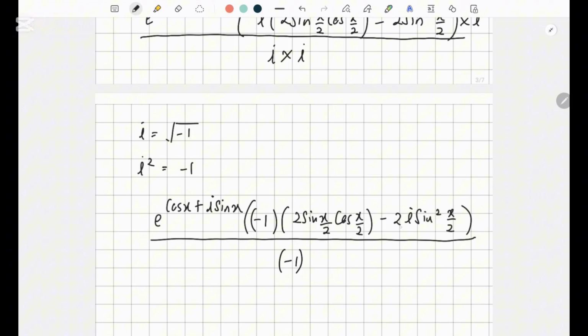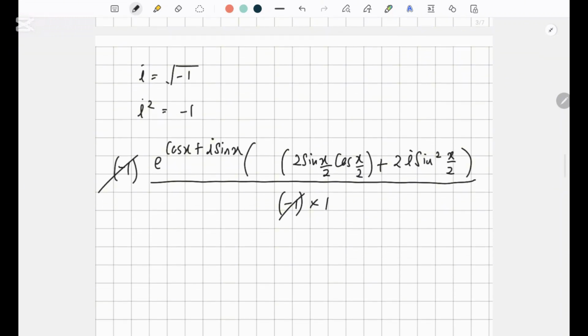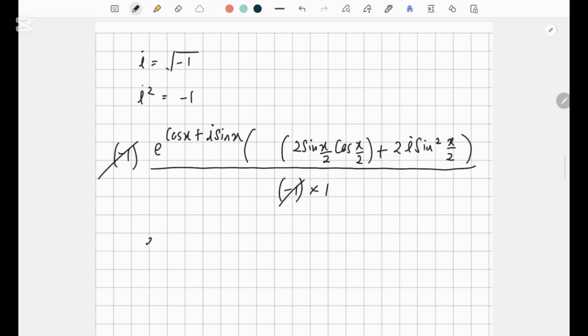Now what can you do here? You can see all our terms are negative. We take minus 1 out. So if we take minus 1 out, this would be positive and this would be plus 2, right? And now you can cancel them off. Now we got rid of the negative sign. Now you could write e to the power (cos x + i sin x) into 2 sin(x/2) cos(x/2), plus 2i sin squared (x/2).